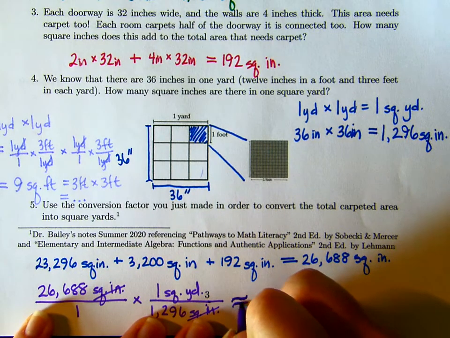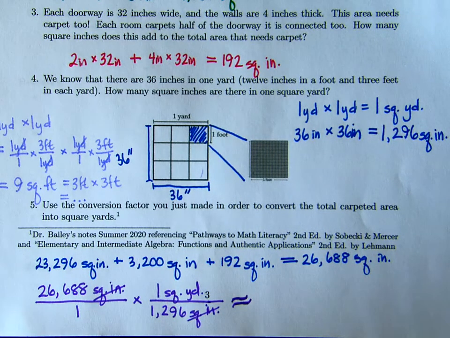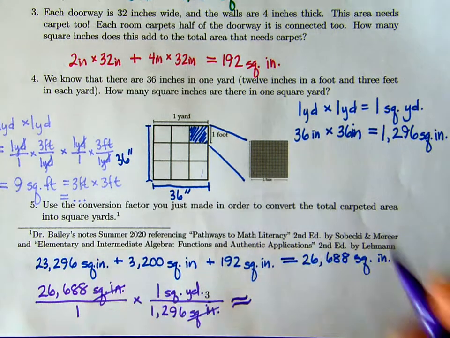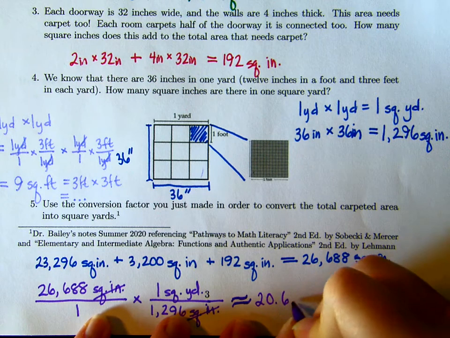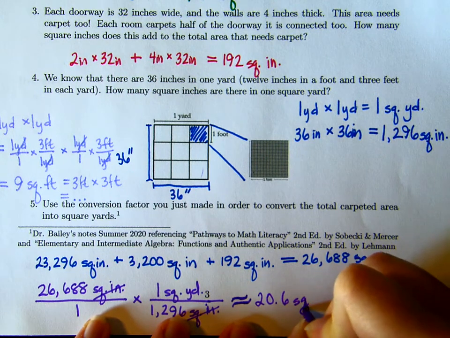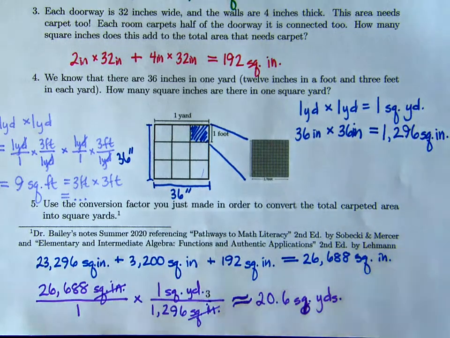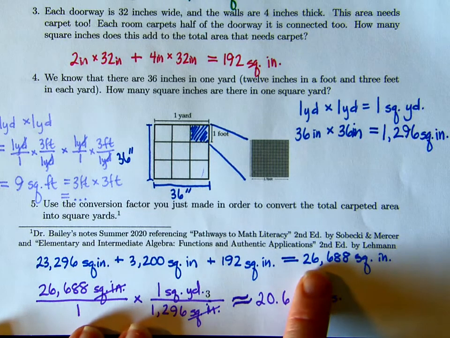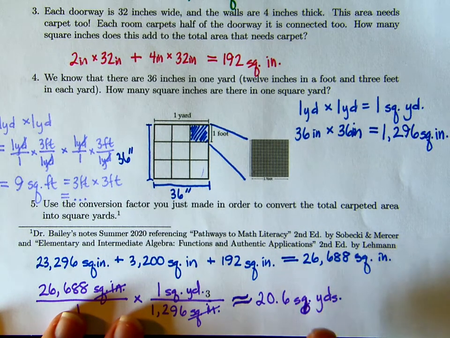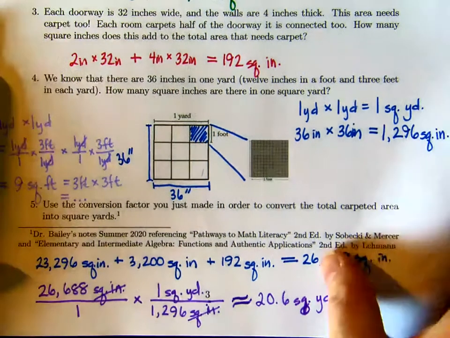So I think that we should overestimate because we wouldn't want to be missing a chunk of carpet. So it says 20.59259259, and I'm going to go ahead and round that to 20.6 square yards. Okay, so we just converted it from 26.5 thousand square inches to 20.6 square yards. Got it.